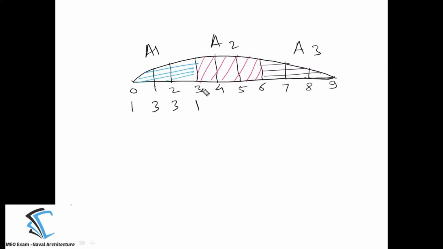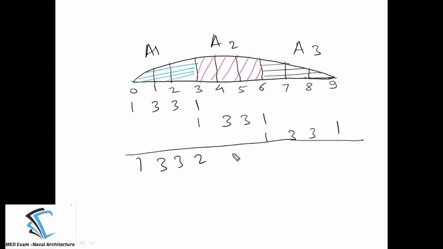Now for region 2, ordinate number 3 is common between A1 and A2, so the Simpson's multiplier is also combined: 1, 3, 3, 1. For region 3, the Simpson's multiplier will be like this, 1, 3, 3, 1. If you add all the Simpson's multipliers, it will be 1, 3, 3, 2, 3, 3, 2, 3, 3, 1. So like this, Simpson's multipliers will come for the whole region.